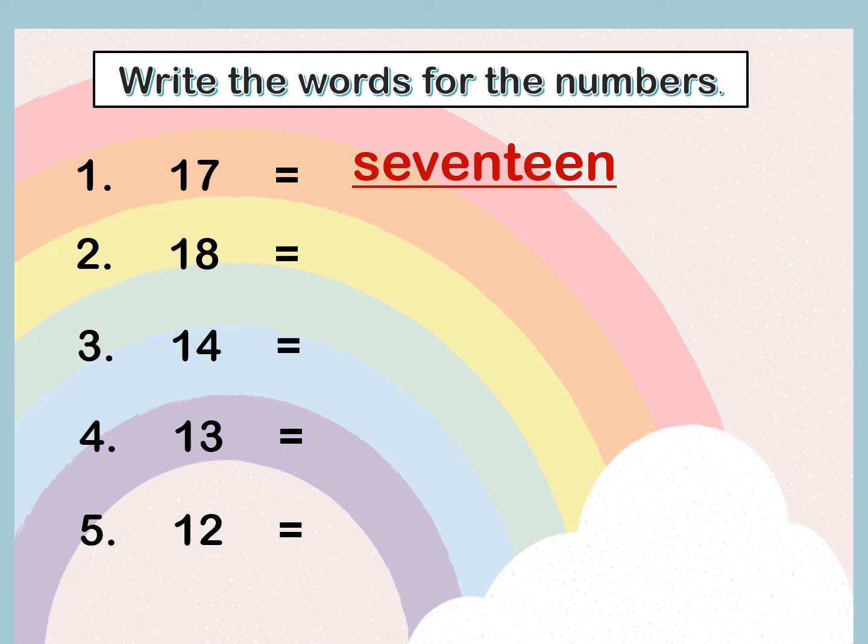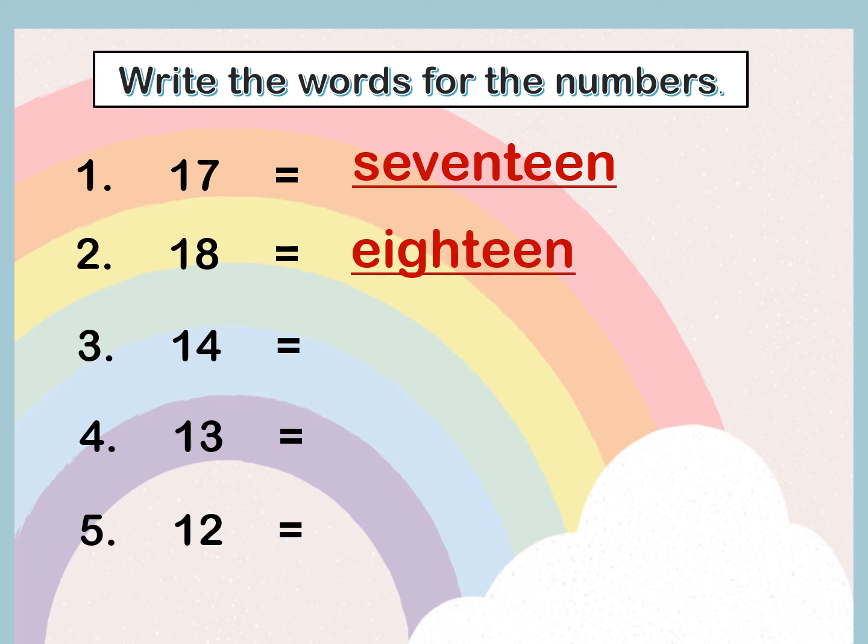S-E-V-E-N-T-E-E-N. 17. Great job. Next, number 2, 18. Did you get it right? Did you spell the number right, kids? How do you spell 18? It's E-I-G-H-T-E-E-N. 18. Great job. Alright, let's proceed to number 3.